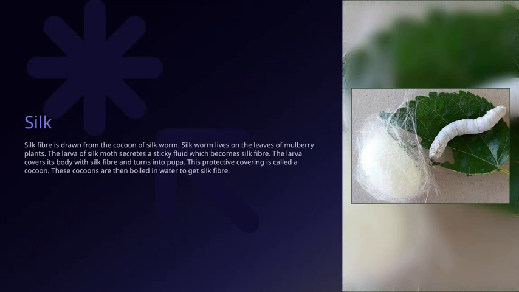Silk is a fascinating natural fiber that comes from the cocoon of the silkworm. These worms live on the leaves of mulberry plants, which provide the nutrients they need to grow. When the larva of the silk moth matures, it secretes a sticky fluid that hardens into silk fiber. This fiber is what we use to make silk fabric.